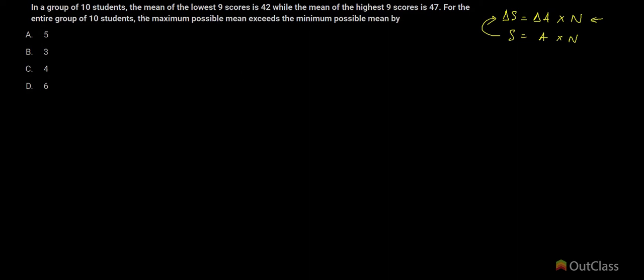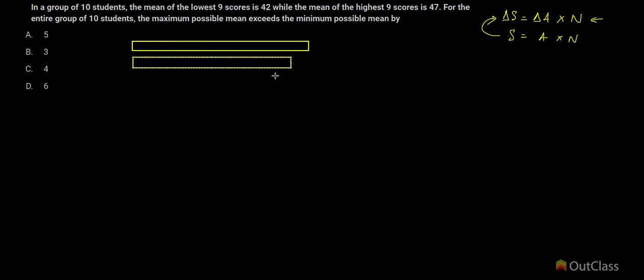So basically we have a group of 10 people, and we have the lowest 9 and the highest 9. So basically we are replacing the first person with the 10th person when you're going from here to here. We are replacing the lowest person with the highest person.